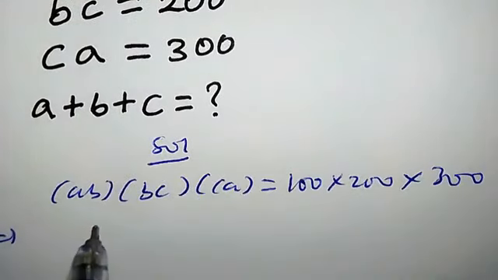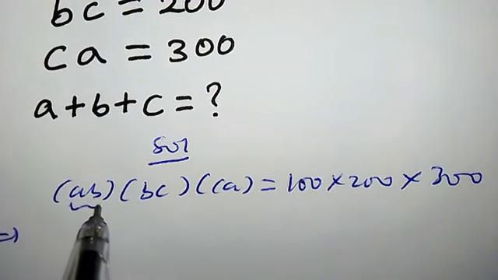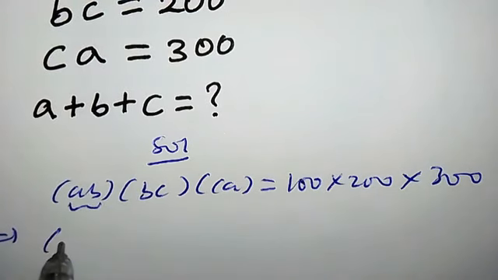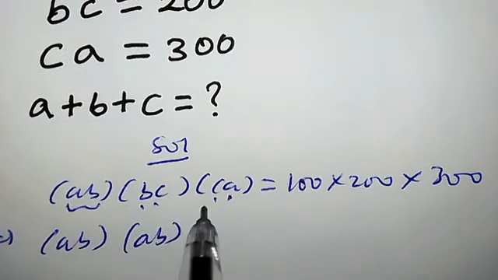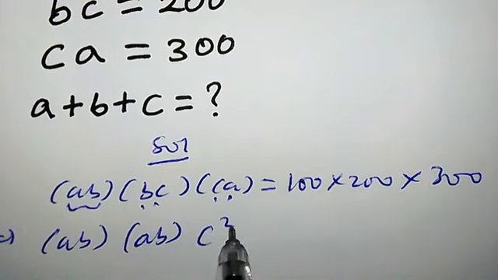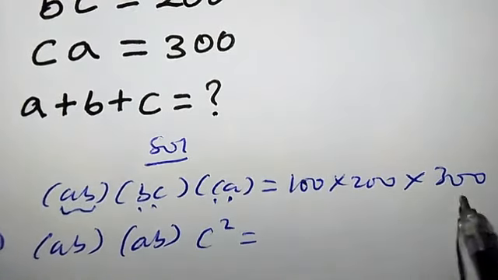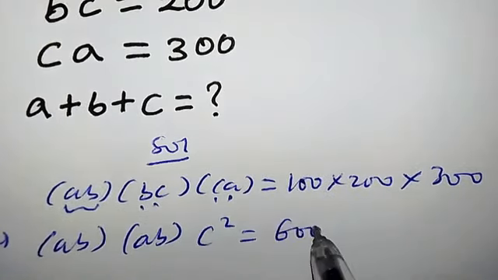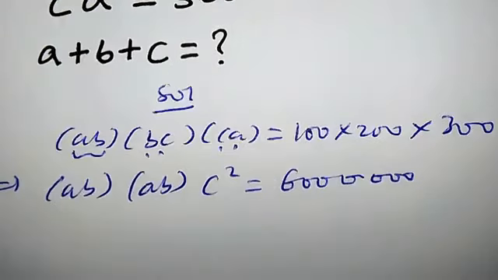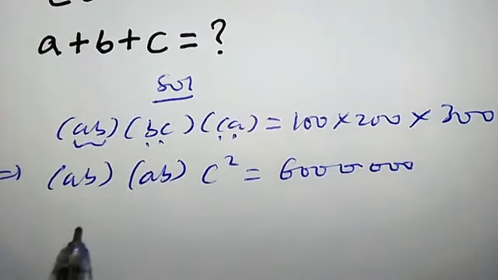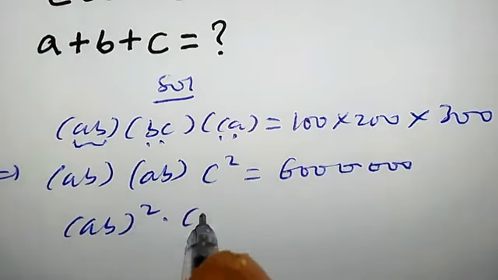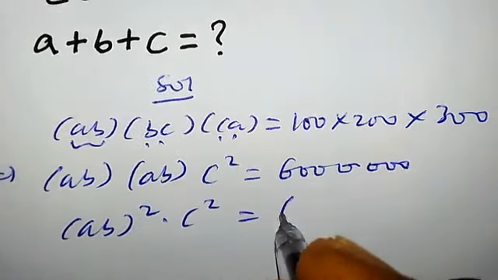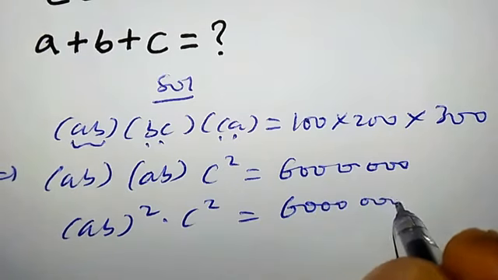This implies that the second step now is to fix this. So we're going to have AB times A times B, that is AB. C times C, that is C square, equal to 100 times 200 times 300, that is 6 million. So let's proceed further. AB times AB, that is AB square times C square equal to 6 million.